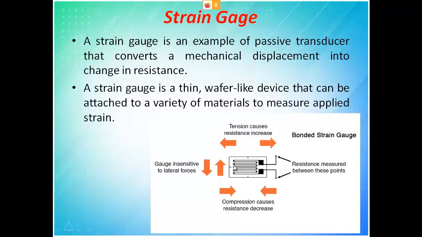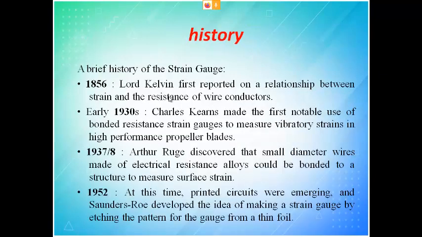Depending upon the various types of force, if I press on this end, then the length will increase, so resistance will increase. If I compress it, then automatically your area will increase, so your resistance will come down. It is a thin wafer-like device and can be attached to a variety of materials to measure the applied strain. Let us start with the history. The strain gauge began in 1856 by Kelvin.